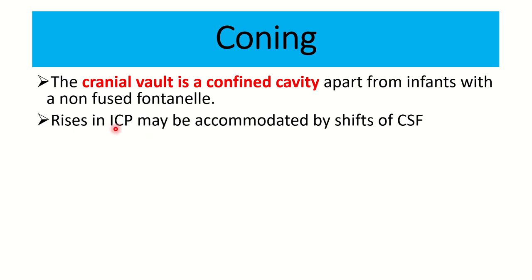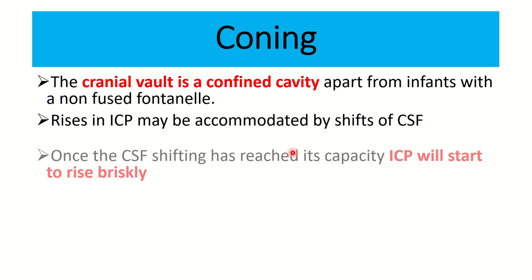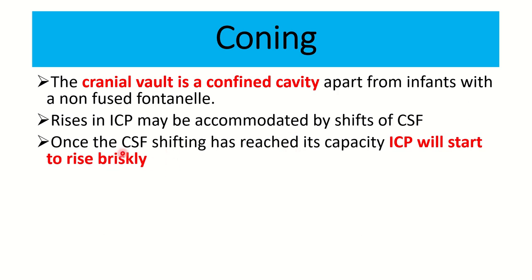But here we can see when there is raised ICP, that means intracranial pressure, it is accommodated by shifting of the CSF. So when ICP increases, shifting of the CSF occurs from one compartment to another. But once the CSF shifting has reached its capacity, that means CSF shifting is not possible, in this condition intracranial pressure will start increasing, and it increases higher and higher.